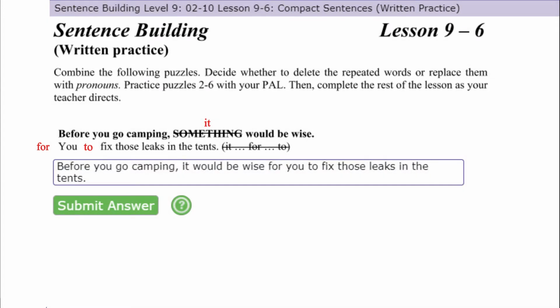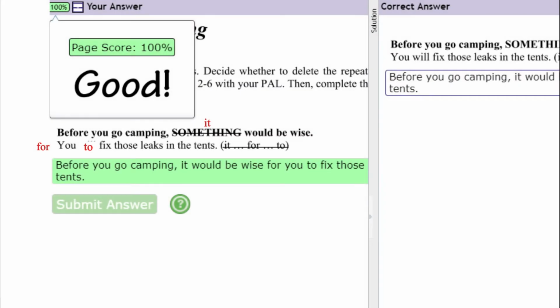Capital B, before you go camping, comma, it would be wise for you to fix those leaks in the tents, period. That sounds like an acceptable English sentence. Click Submit and see if the computer agrees. It does! The combined sentence was acceptable. Let's try one more.